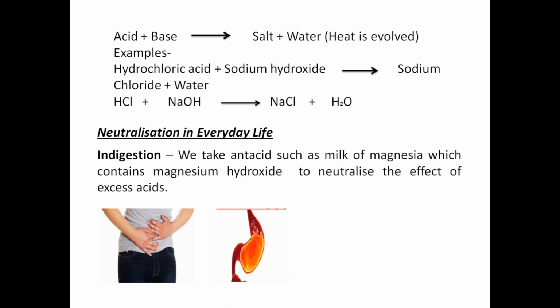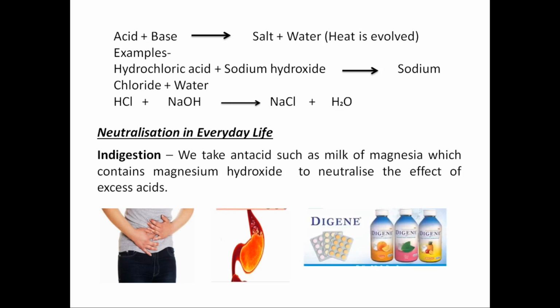Why? In the chapter Nutrition in Animals, you have seen that in the digestion process our stomach contains acid, known as hydrochloric acid, HCl. When that increases in our stomach, we feel a burning sensation, and that causes indigestion. When we are not taking proper food, this indigestion will happen. So we get pain and a burning sensation.